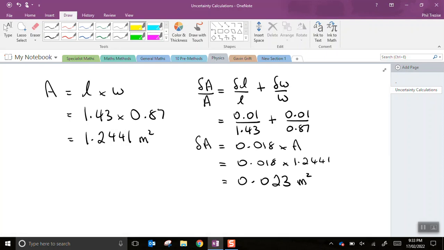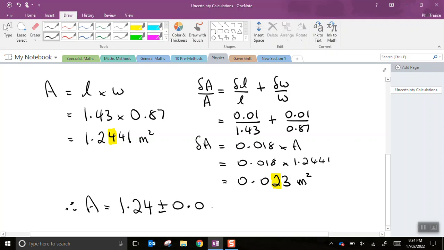Now, we usually only keep one significant figure in uncertainties, in absolute uncertainties, so that's the 2 there. I'll be looking at the 3 to decide how I'm rounding, and I'll round down. Now that is the second decimal place, so that will be the same place that we round off. So I will quote the answer here then. I'll say, therefore, the area is 1.24, rounded properly, plus or minus 0.02 square metres. And that's my uncertainty calculation when multiplying.